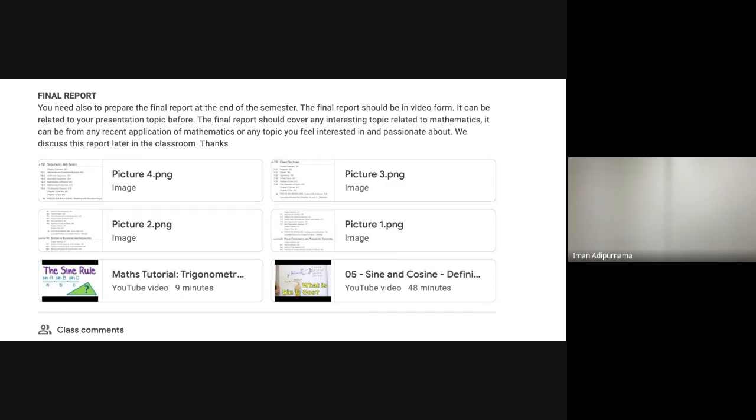And you may also see this picture, 1, 2, 3, 4. These are the chapters and some specific topics. But if you think you have additional topics related to our chapters here, that's also okay. That's also good, and I think you can have more bonus points because you can think of some topics that are still related to our chapter.